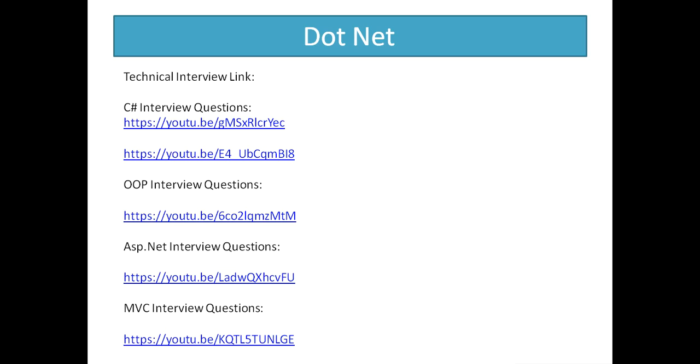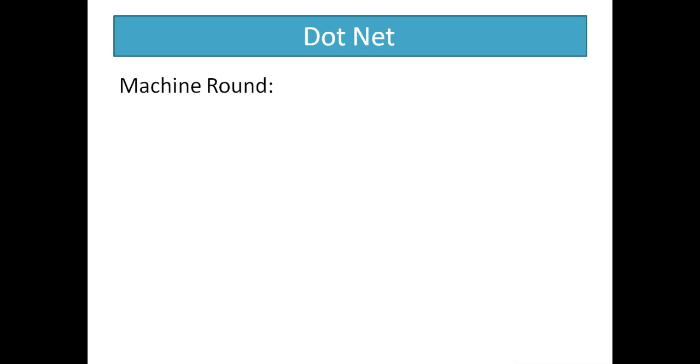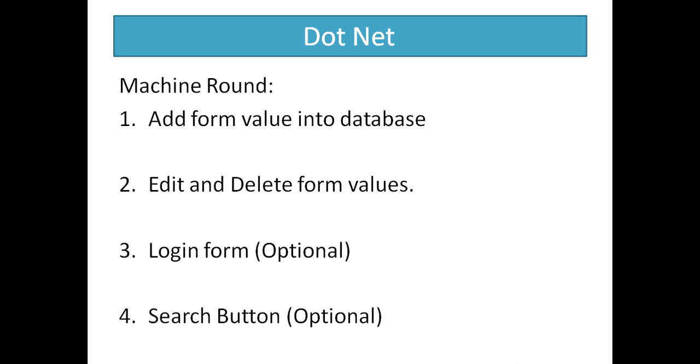Now we will move to our next round, that is machine round. The machine round is totally optional, but if you have to give it, then you have to prepare these topics. Like you have to create one form and add values into that, and those values should be added to the database. And once you add that value, you can show that value in the grid view, and inside the grid view, you have to perform edit and delete options. Now your third important topic is login form, and the fourth one is search button. Like you have to create a login form or a search button for a grid view. But these are optional. You may have to give it or not.